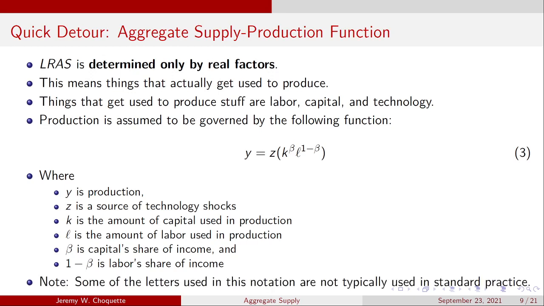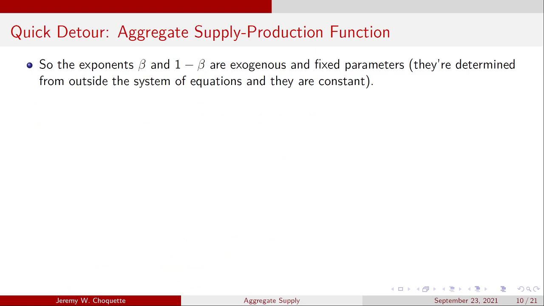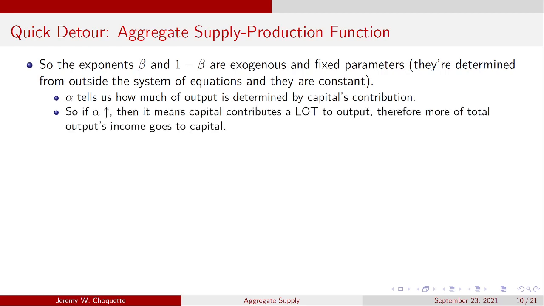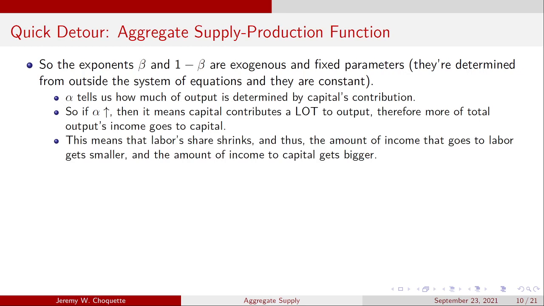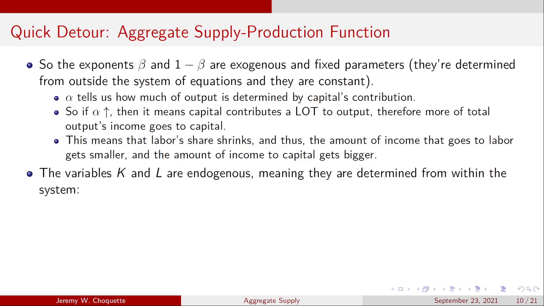Now, like I said, some of the letters used in this notation aren't typically used in standard practice. I just wanted to make that clear to alleviate any possible sources of confusion. So these exponents are exogenous and they're fixed parameters, meaning they're determined from outside the system and they're constant. Oh, and it says alpha here. I thought I had changed all the alphas to betas. Oops. Beta tells us how much of output is determined by capital's contribution. Right? So if it goes up, it means capital contributes a lot to output. Therefore, more of total output's income goes to capital. It means labor's share shrinks, and thus the amount of income that goes to labor gets smaller, and the amount of income to capital gets bigger.